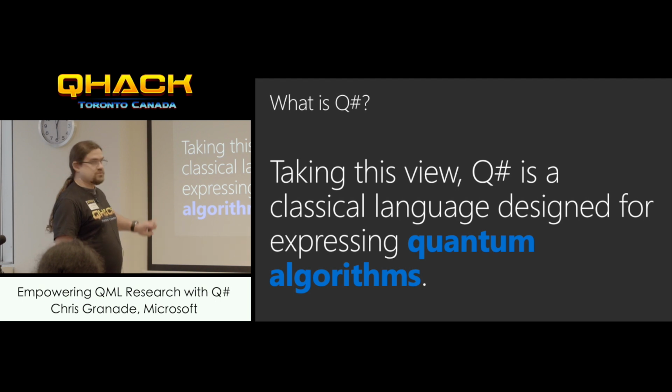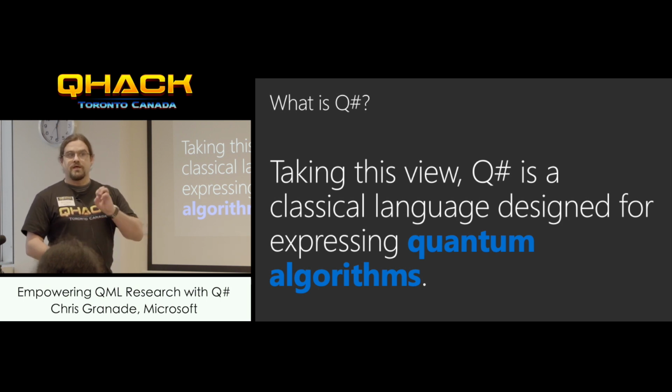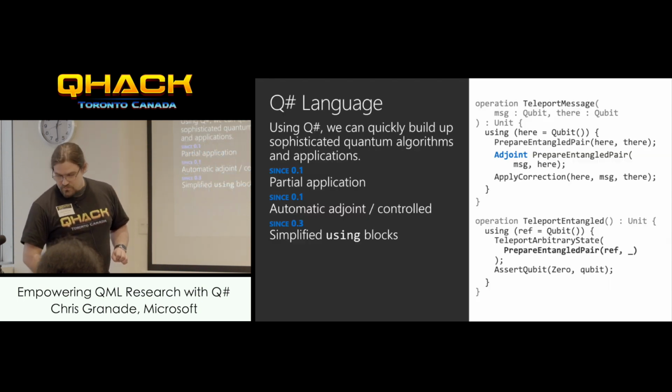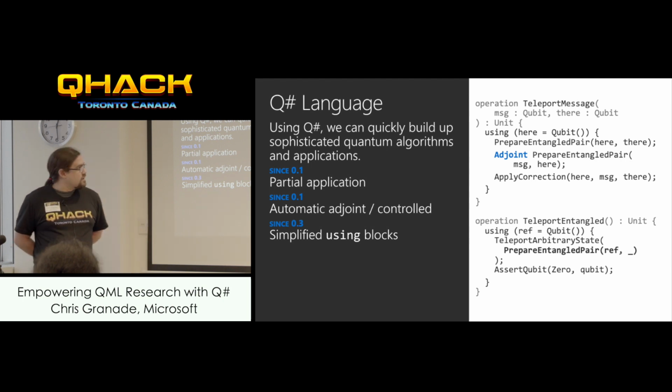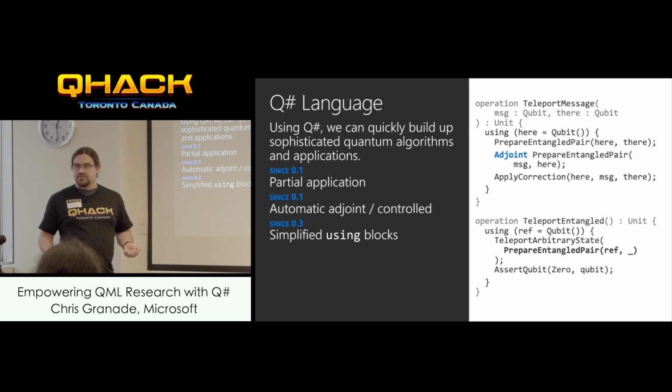And in particular, as we do so, we always want to make sure that the focus is on what algorithms and what applications are brought to bear, are being expressed. It should be a high-level language to let us focus on the structure of those algorithms. So using a few different features in Q#, you can quickly build up those sophisticated algorithms by reusing pieces efficiently.